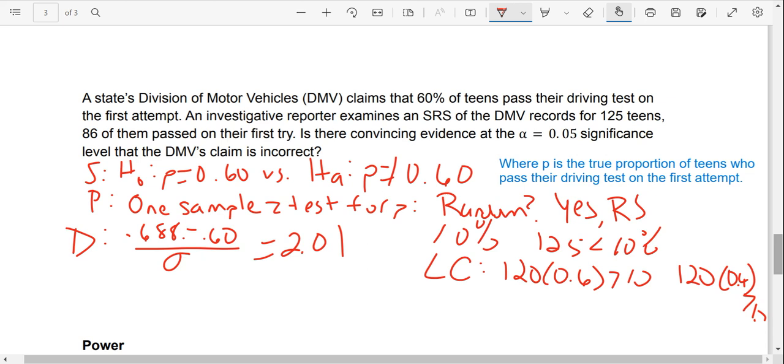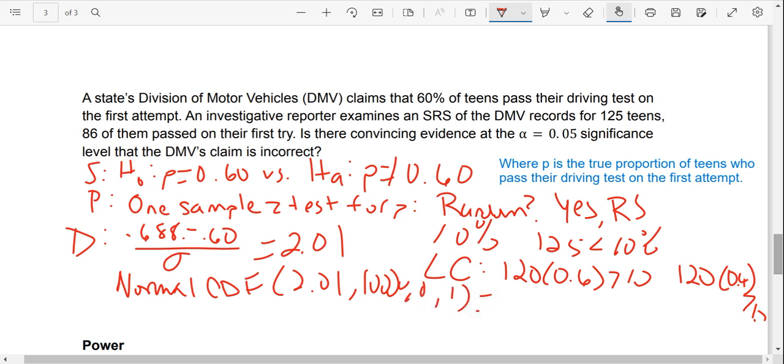So go find the p-value, same story. Normal CDF, 0.01, 1,000. Leave those other numbers 0 and 1. You will get 0.0444. Now our conclusion.